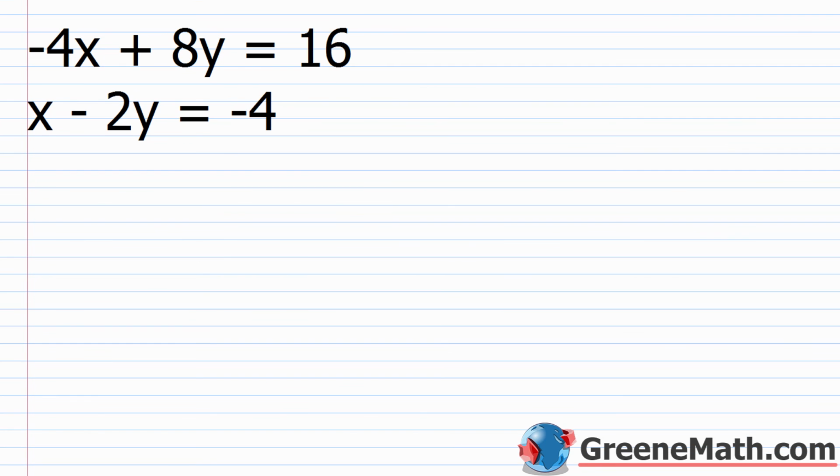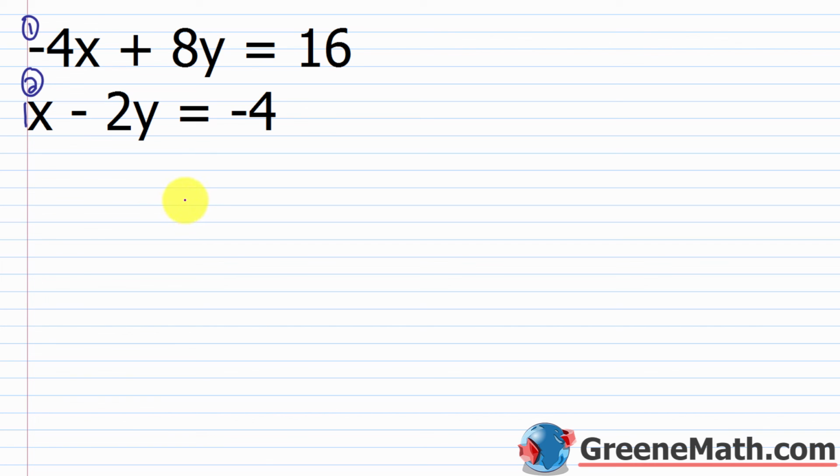All right, let's take a look at one more problem. So we have negative 4x plus 8y equals 16, and we have x minus 2y equals negative 4. So I noticed that in equation 2, the coefficient on x is 1. So when that occurs, it's like hitting the lottery, right? You want to solve for that one. I've got to use that because it's easy.